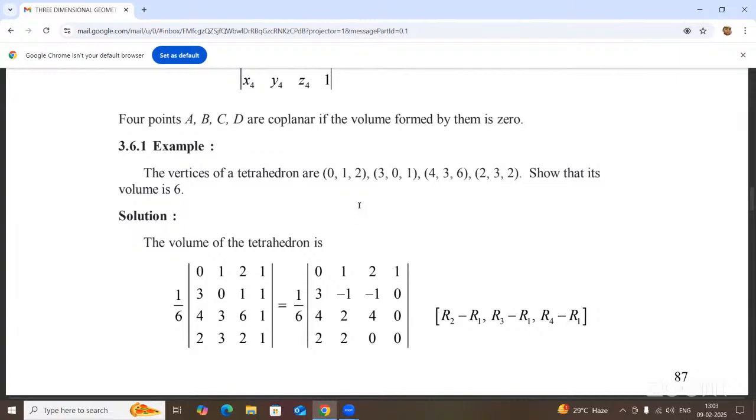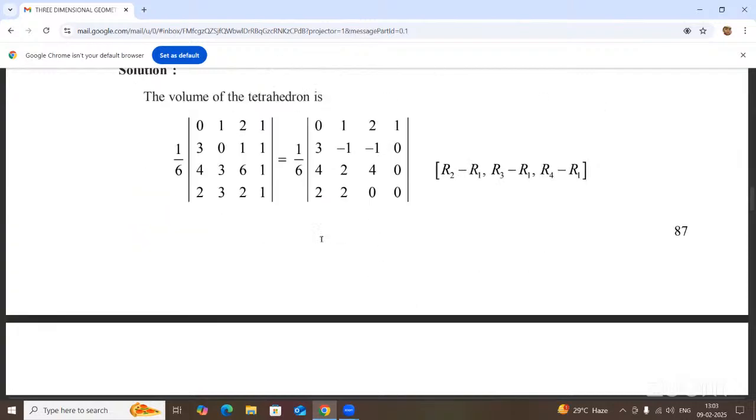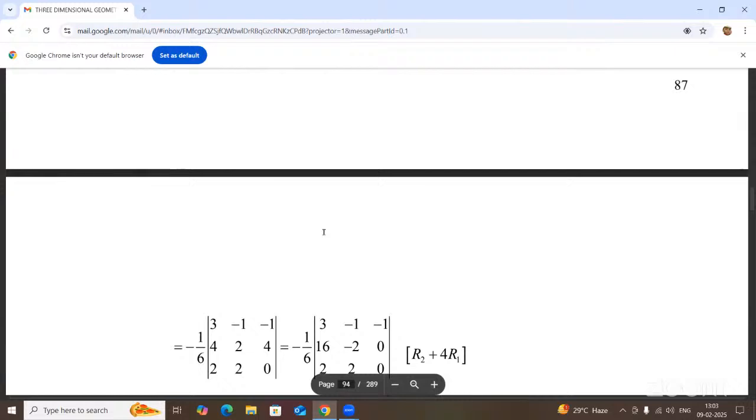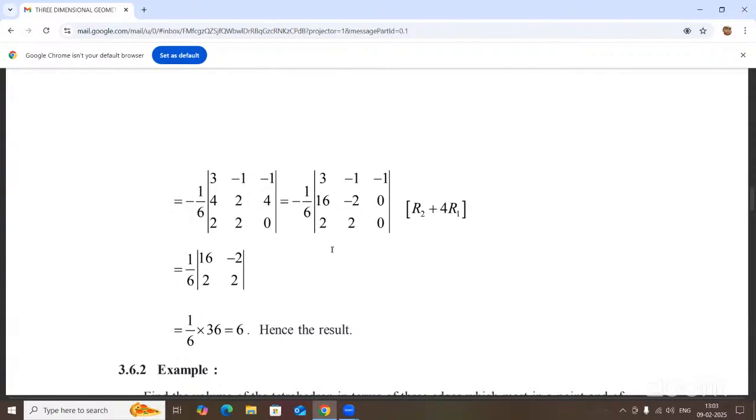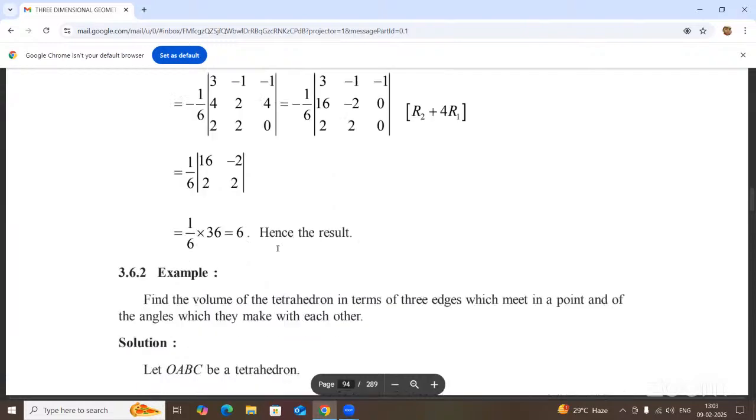The problem is given: find the volume of the tetrahedron, where 4 points are given. Now those values are substituted here. We apply the row operations R2 minus R1, R3 minus R1, R4 minus R1 in the matrix representation. After applying the row operations, we get the simplest part: a 2 by 2 determinant, because the remaining third column has 2 elements equal to 0. We take 16 minus 2, 2 and 2. So this is the determinant: 32 plus 4 is 36. 1 by 6 into 36 means 6. So that is the volume of the tetrahedron.